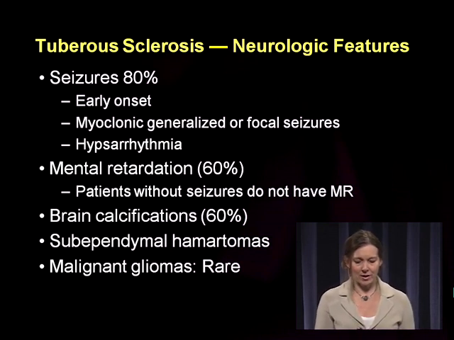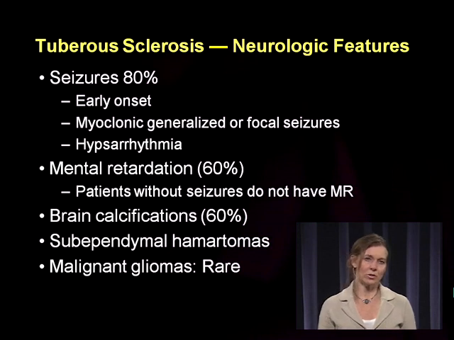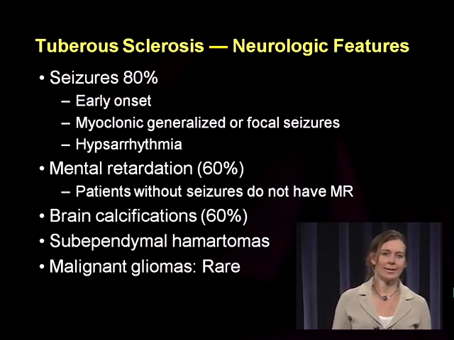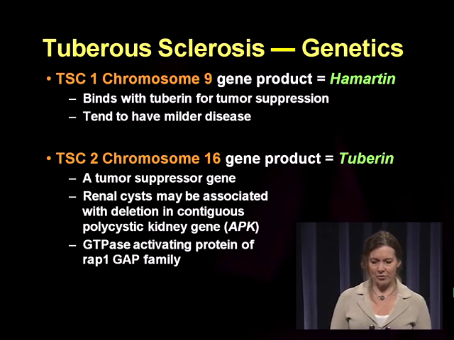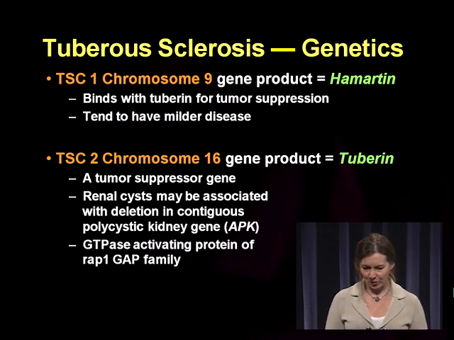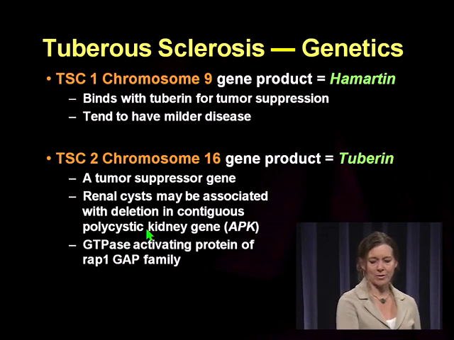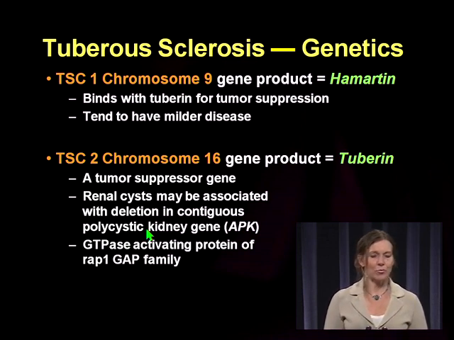These patients can develop significant findings that are very characteristic on MRI scans, so neuroimaging in the setting of tuberous sclerosis is usually much more helpful in making a diagnosis than it is in the setting of neurofibromatosis. And some of the things you might see are brain calcifications, subependymal hamartomas, and rarely malignant gliomas. So we've talked already a little bit about the genetics. We won't go through that anymore. Again, it's the type 2 where you see potentially the renal cysts.